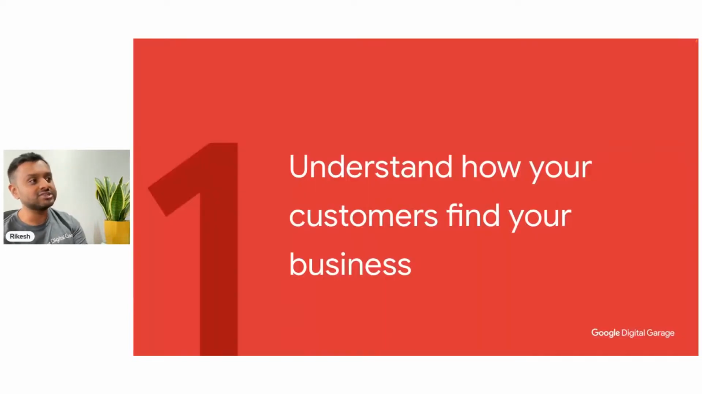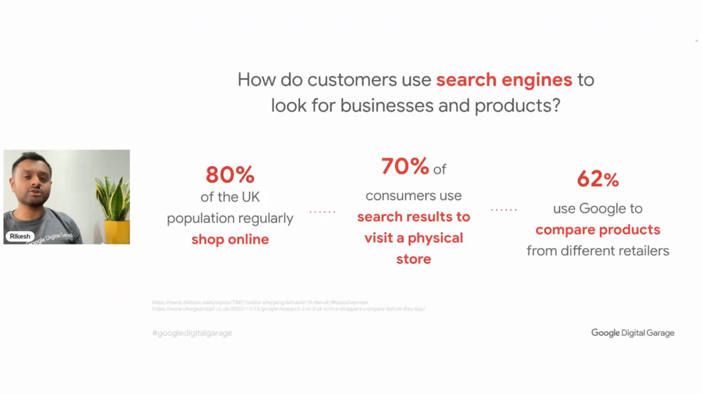So let's have a look at understanding how customers find our business first and foremost. Let's look at some stats and facts here. How do customers use search engines to look for businesses and products in general? As I mentioned at the beginning of this session, both myself and Tessa are based in the UK, hence why we've got this statistic on screen: 80% of the UK's population regularly shop online, which is a large number. And it's been estimated that this figure will rise to 90% by the year 2025.